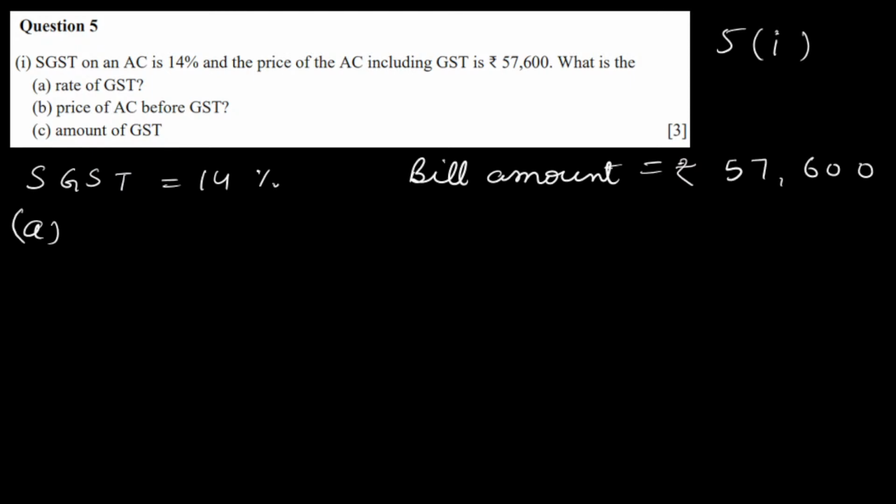So what do we have to find? First one, rate of GST. Rate means percentage, so the rate of GST we have to find. We know GST is equal to the rate of GST, meaning percentage of GST. So what will this be? Orally also we can do it. What's the rate of GST we'll get here?